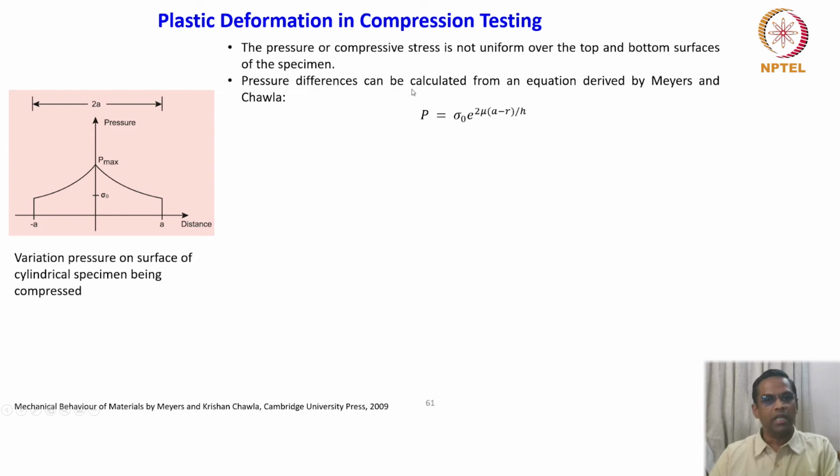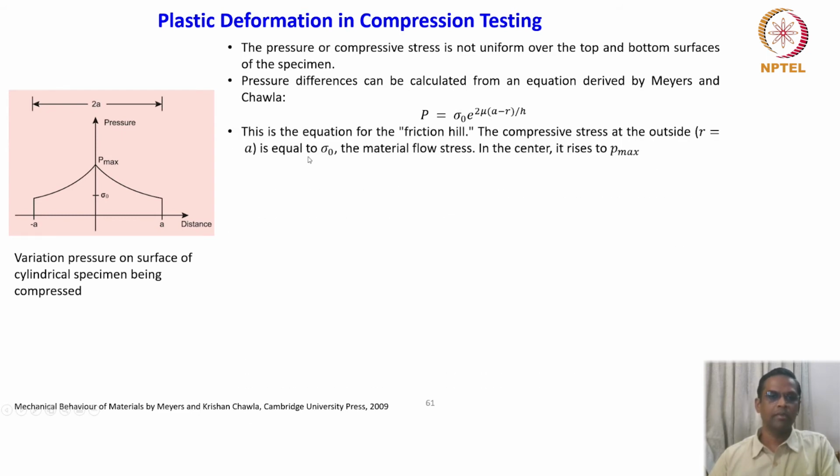The pressure differences can be calculated from an equation derived by Meyers and Chawla, which is given in this form: P is equal to sigma naught times e to the power minus mu times (A minus R) by H. And this is the equation for the friction hill. So what is friction hill? This is the hill we are talking about, the friction hill.